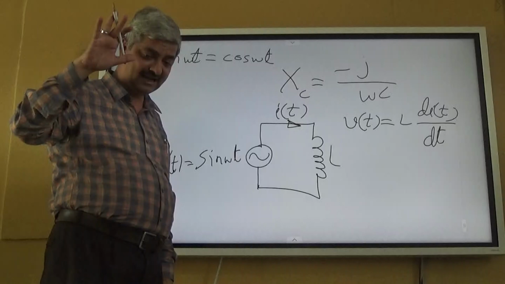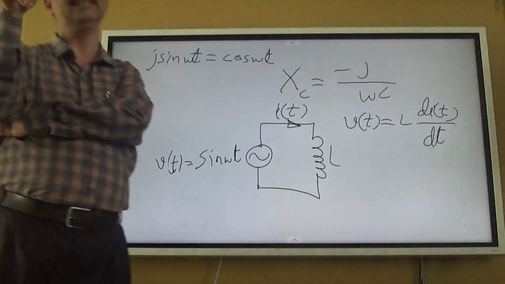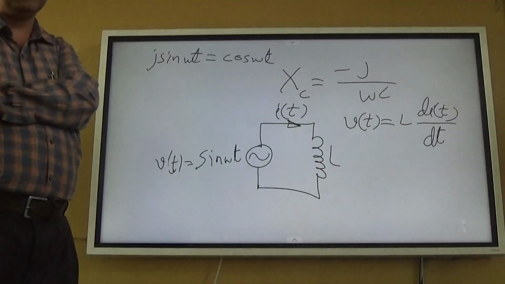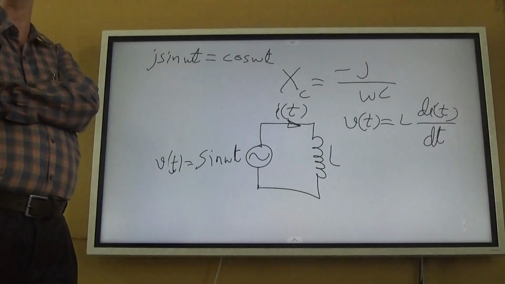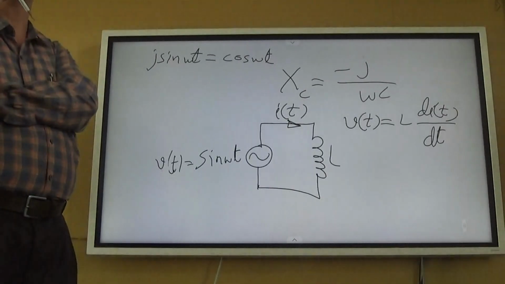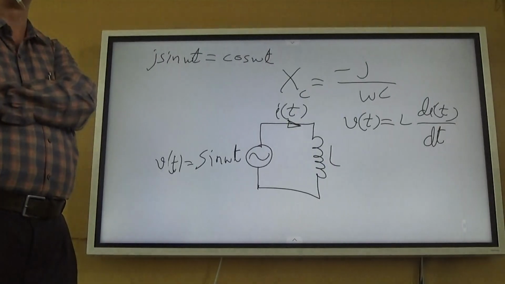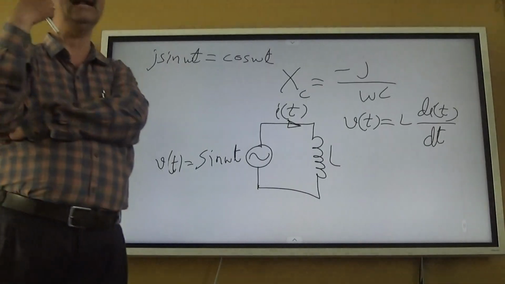This is a convention we are using, since it is imaginary. Cos omega t is equal to what? Sin of omega t.